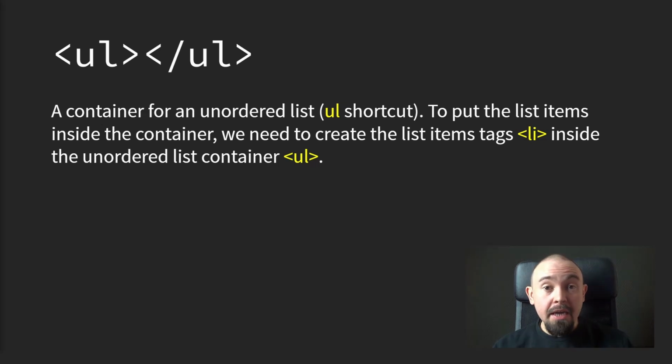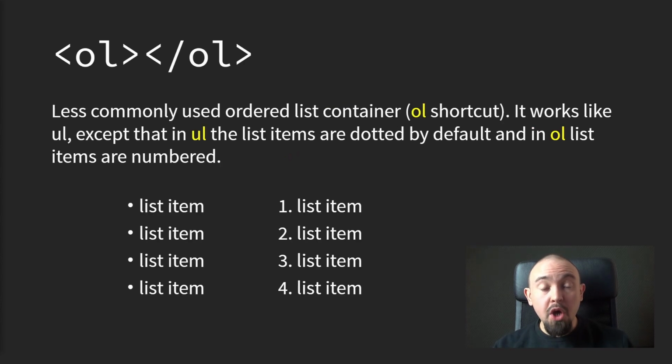UL, unordered list container. When we create a menu, we very often put it in a list container where each menu position is a list element, or as we are going to call it, a list item. In addition to the UL tag, we also have the OL tag, which is the ordered list. As you can see in this example, all items of the unordered list are dotted by default, and all items of the ordered list are numbered by default. We use the UL tag much more often than the OL tag in our daily work.